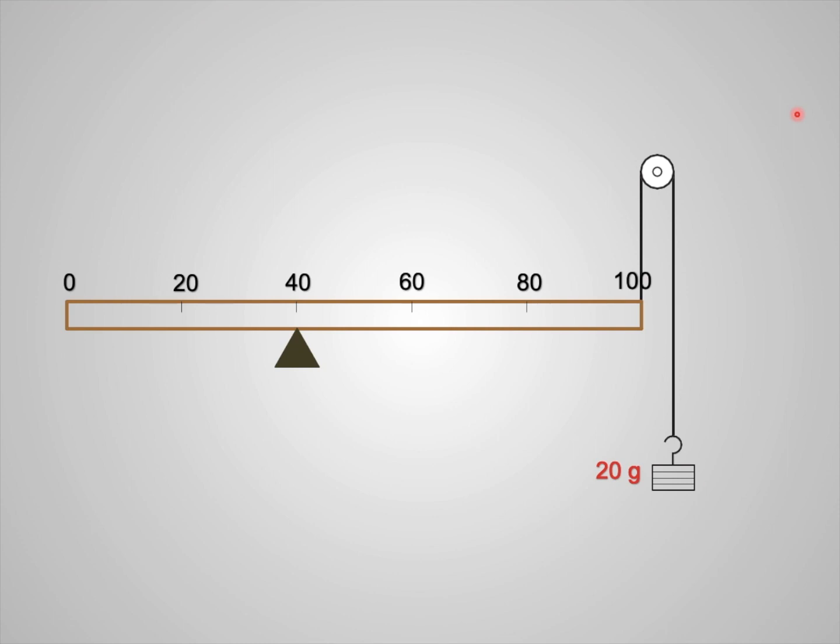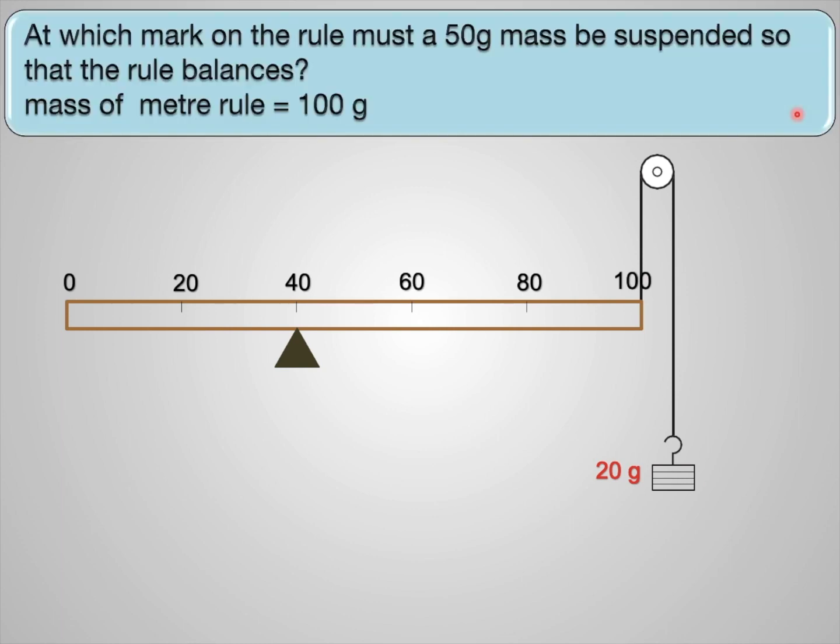Let's do one calculation in moments. You can see a roller is attached to a string which is connected to a mass. The mass of the roller is given. The question is, if you attach a 50 gram mass somewhere on the roller, it will get balanced. It won't rotate clockwise or anti-clockwise, meaning the total clockwise moment will be balanced by the anti-clockwise moment. So where should you hang that 50 gram mass?